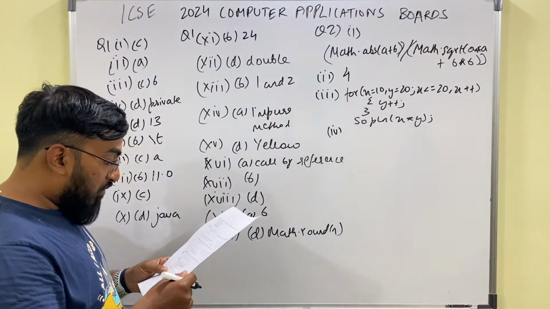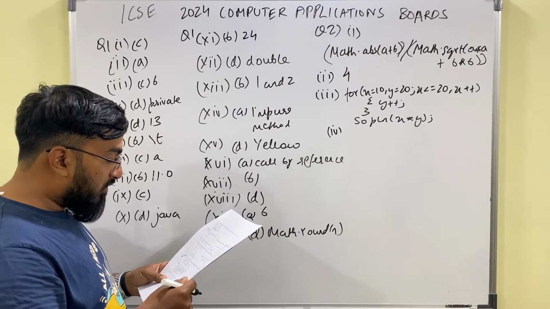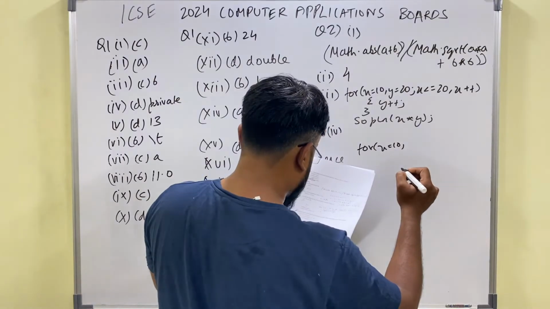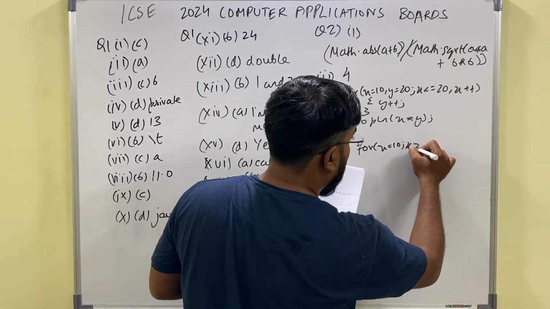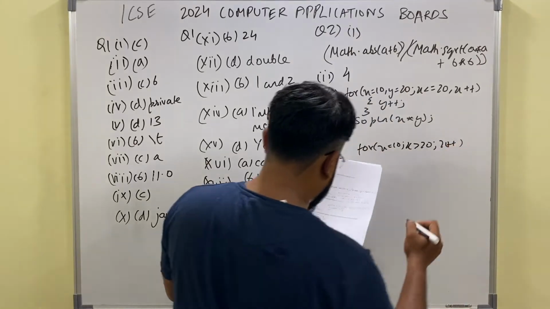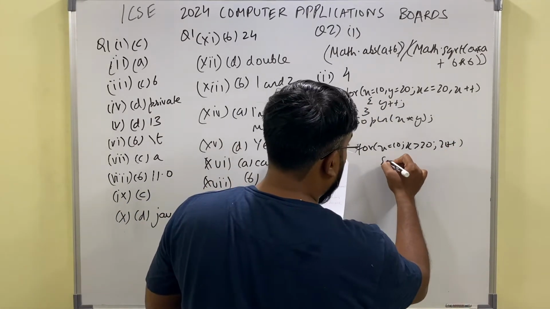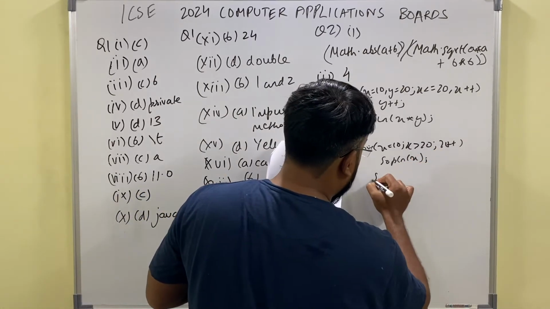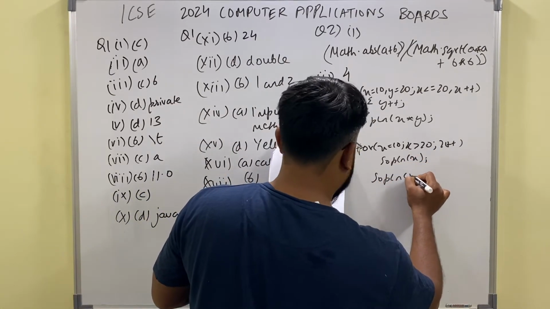Give the output of the following program statement. How many times is the loop executed for x equal to 10? x is greater than 20. x plus plus. Then you have system.out.print x, and then after that you have SOP ln x into 2.